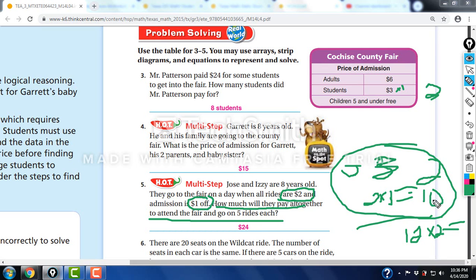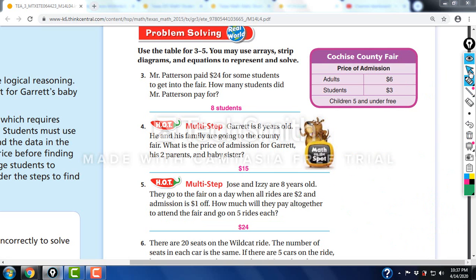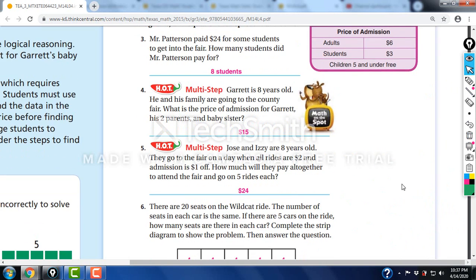Or you could have done 12 for Jose, do it again for Izzy, and 12 plus 12 will give you 24 also. But if you're smart, and I know you are, you work smarter, not harder. You would have been able to figure out, hey, they're both 8 years old. The amount is going to be the same for each one. Just multiply it.